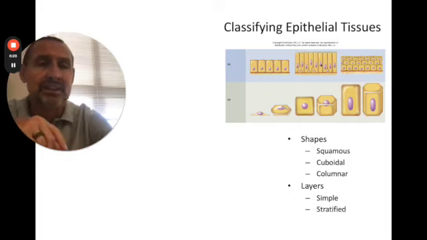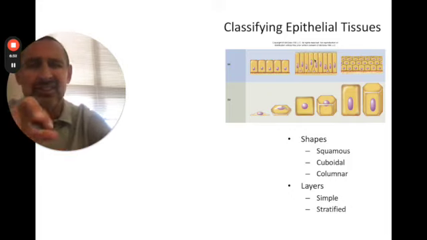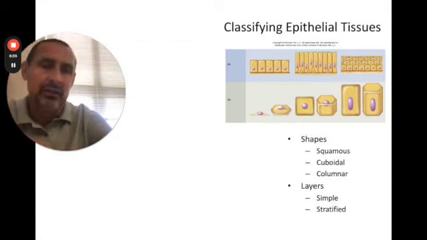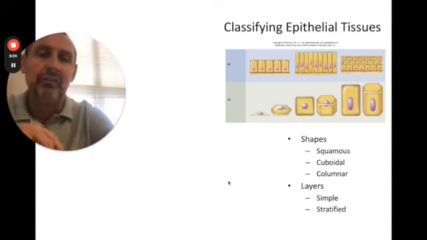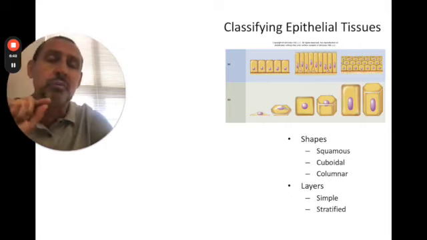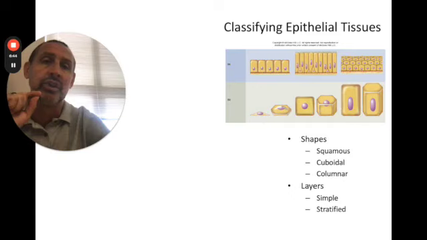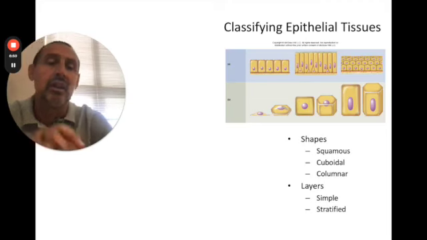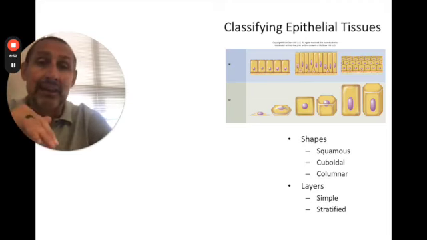This layer in between is called pseudostratified because it looks stratified, but it's not really. So you could have an epithelial tissue that is simple cuboidal, or you could have it simple columnar, or you could have stratified squamous, depending on the shape and layer.